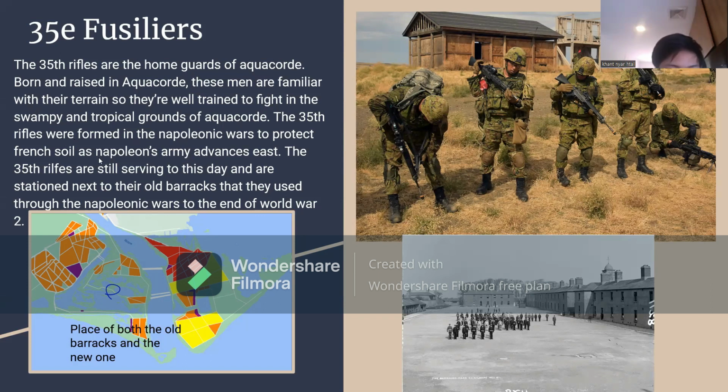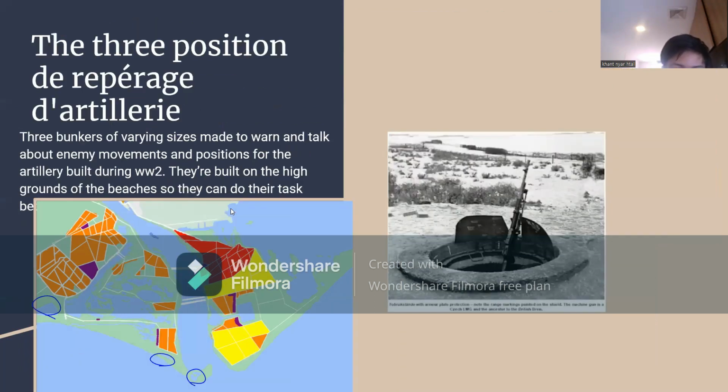The 35th Fusiliers, the 35th Rifles are the home guards of Aqua, born and raised in Aqua. These men are familiar with the terrain, so they're well trained to fight in the swampy and tropical grounds of Aquaport. The 35th Rifles were formed in the Napoleonic Wars to protect the soil as Napoleon's army advances east. The rifles are still serving to this day and are stationed next to the old barracks that they used through the Napoleonic Wars to the end of.